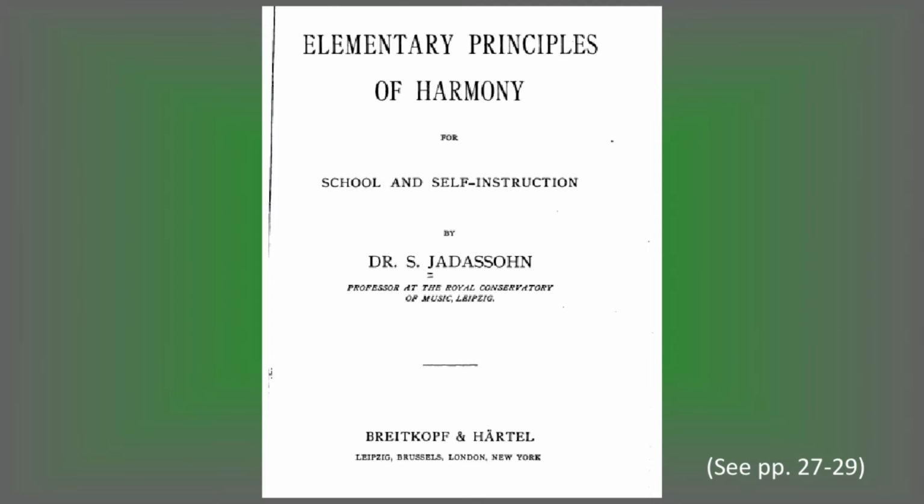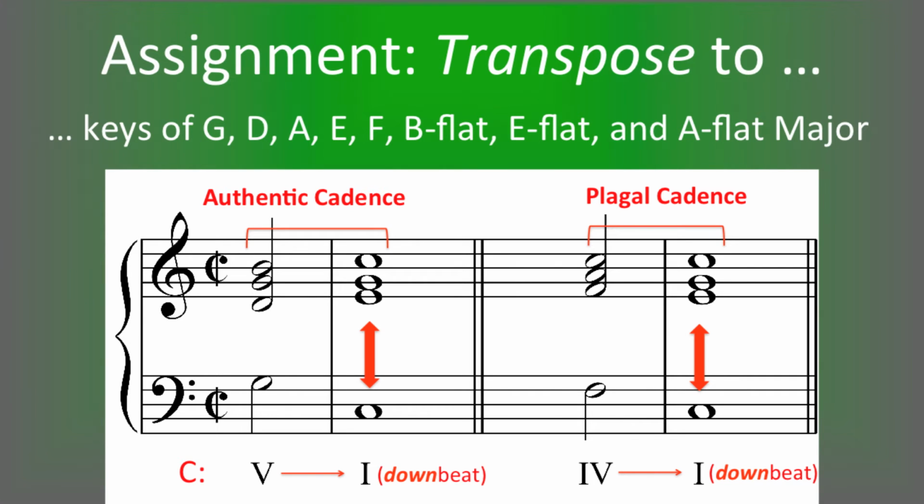Take the time to transcribe some or all of the examples found on pages 27 to 29 of this book to give yourself a hands-on familiarity with how to do upcoming harmony exercises. In addition, you should absolutely practice transposing the two cadences shown here to the following major keys: G, D, A, E, F, B flat, E flat, and A flat major. Do your work with pencil on paper, add key signatures, Roman numerals, and mark each cadence as either authentic or plagal. Finally, play these transposed cadences in each of the keys on your piano keyboard.